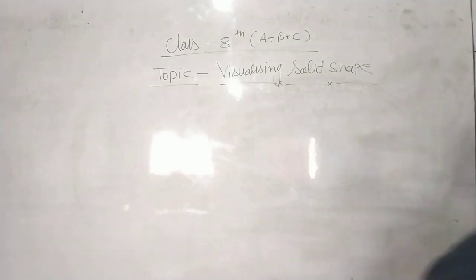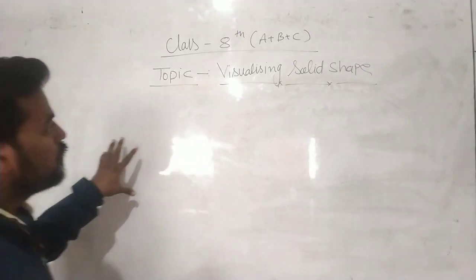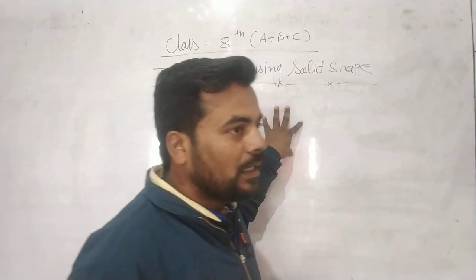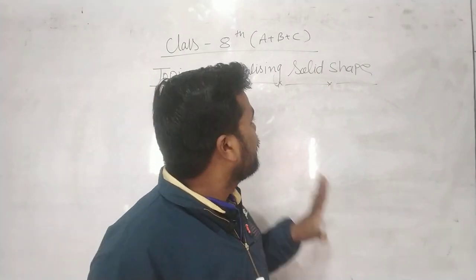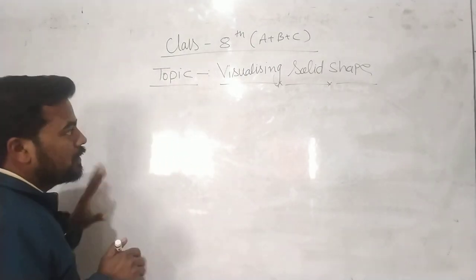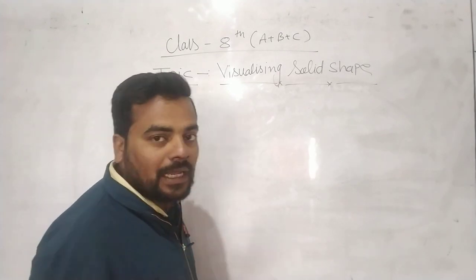Today I am going to discuss visualizing solid shapes, the last chapter of NCERT and of your course also. Okay, so you know about solid shapes. It means cube, cuboid, cone, etc. You know very well. But in these classes we have to discuss 2D shapes and 3D shapes. What is the difference between 2D shapes and 3D shapes?